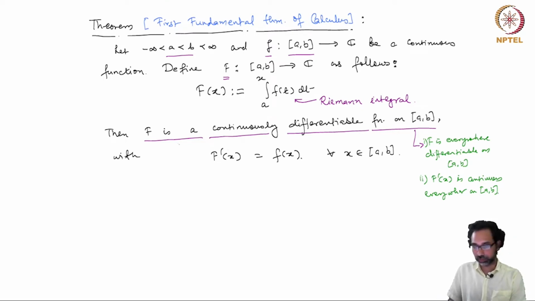So this is what we mean when we say that capital F is a continuously differentiable function on [a, b], with the derivative F'(x). First of all, it's a differentiable function, so the derivative exists everywhere, and the derivative is precisely the function small f that we began with, and this is true for all x in [a, b].